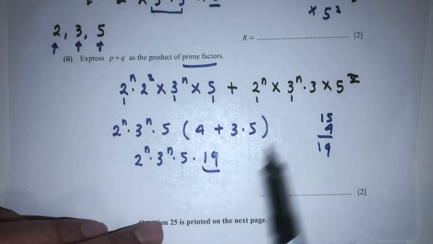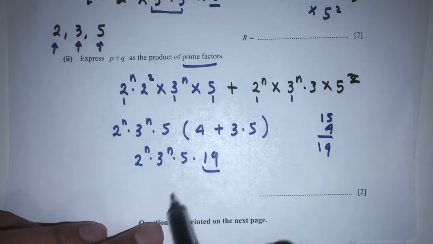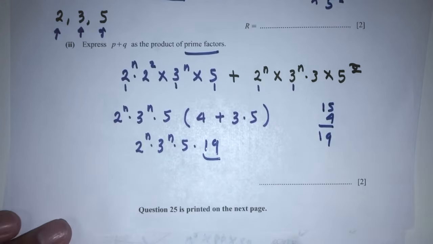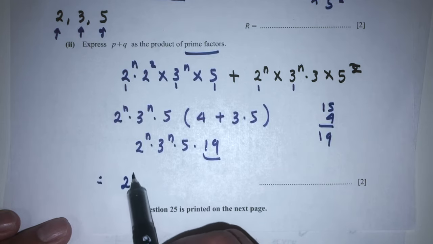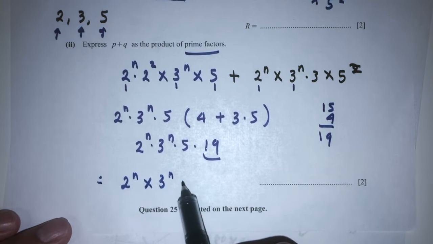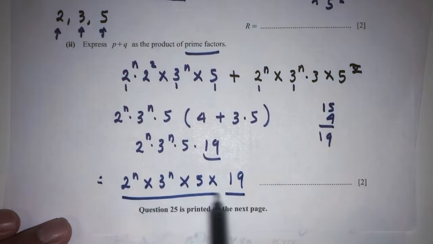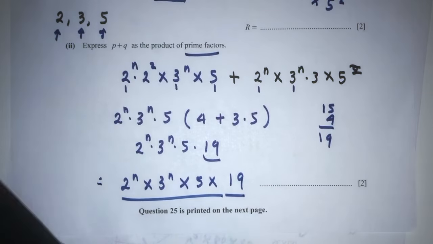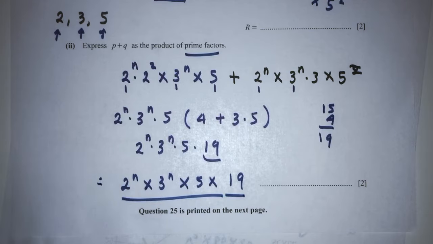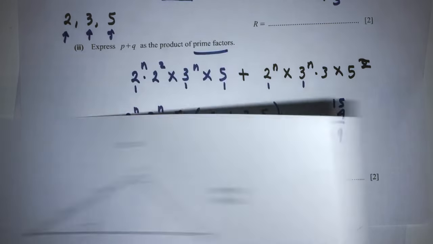This is of course a prime number, so that works as well. So P plus Q will be 2 power n times 3 power n times 5 times 19, as a product of its prime factors. And that will be question number 24.